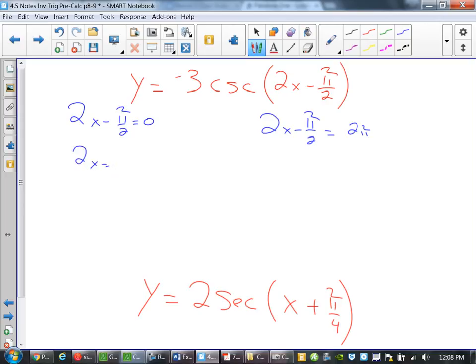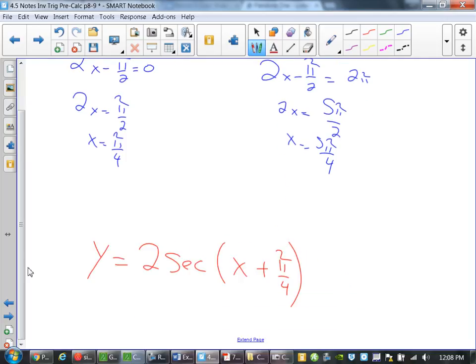So I have 2x, so pi over 2, then I got a pi over 4. Adding pi over 2 to 2 pi would be 5 pi over 2, which gives me 5 pi over 4. Those are my endpoints of the shift. Now I just graph it with those points in between.